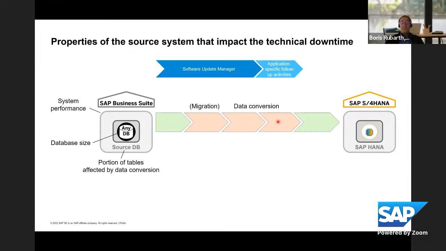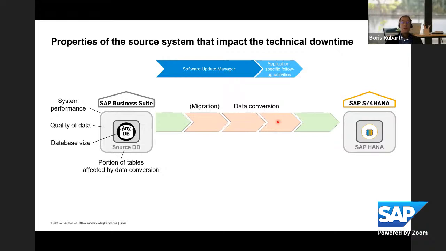Next aspect is system performance. You will extract and start the Software Update Manager on an application server host, and you may consider to even install an additional application server for the time of the conversion to run the Software Update Manager with its tools for export, import, R3 load on this additional application server that may have a better performance, even no end user working on that. That is influencing the downtime as well.